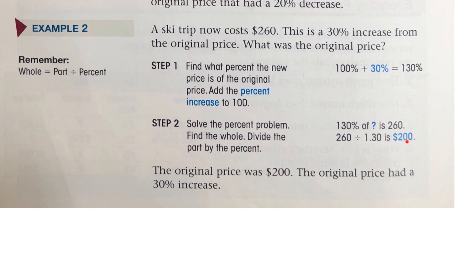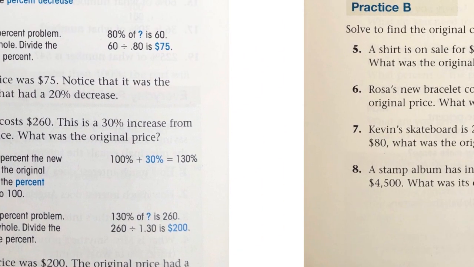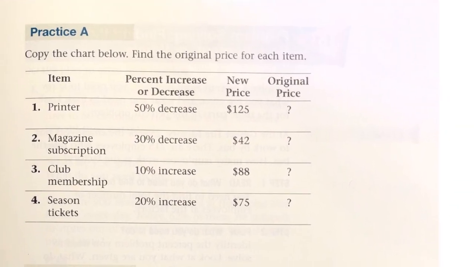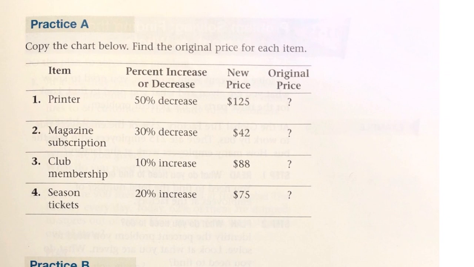So it used to cost $200. That's the original price, or the whole price. The increase of 30% now makes it $260. And that's what it's saying here. So if the price goes down, subtract it from the 100%. If the price goes up, add it to 100%.